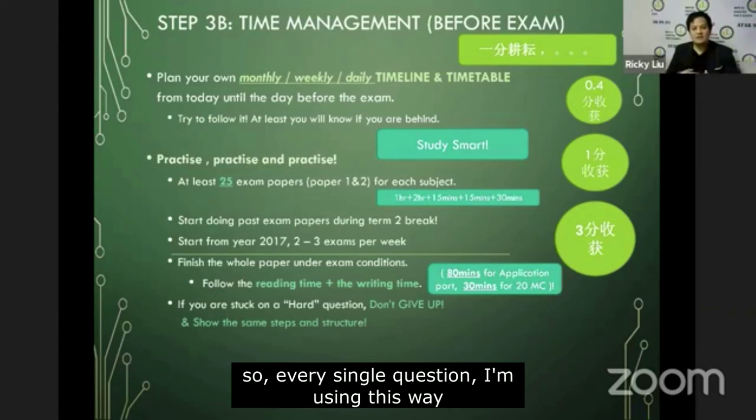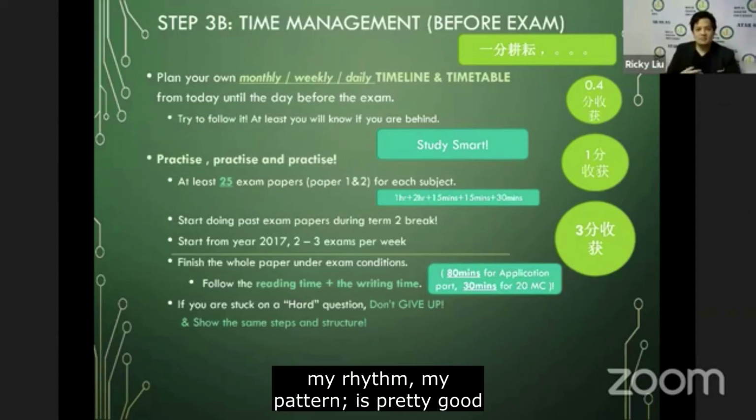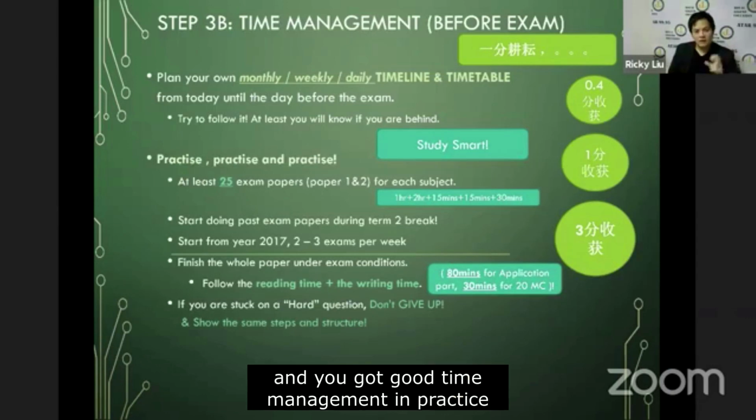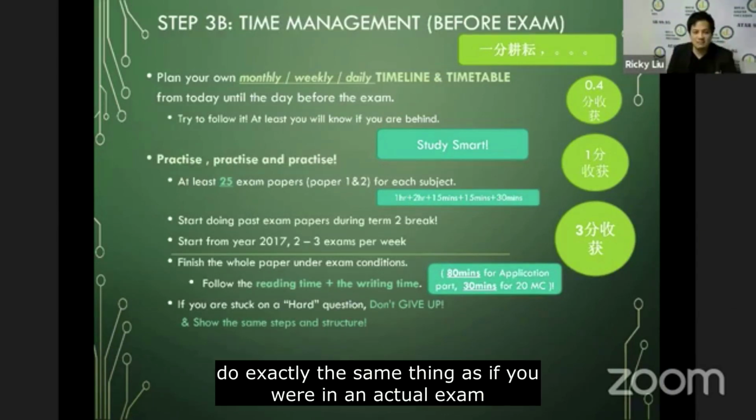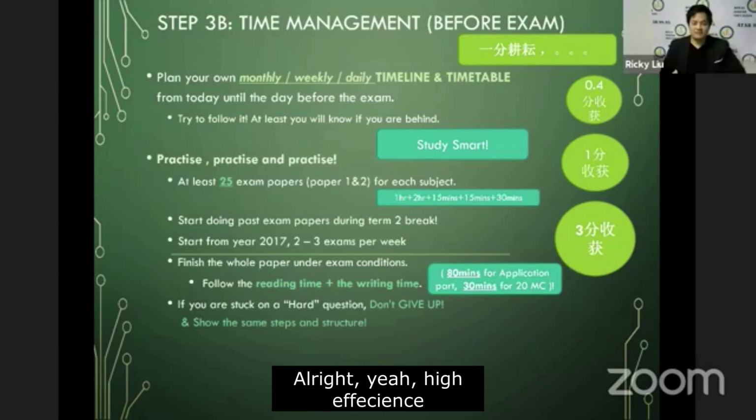So every single question I'm using this way, and every time I use this way, I get it right. My rhythm, my pattern is pretty good. In the exam, I don't need to purposely slow down. And you got time management in your head, in your heart. Do exactly the same thing as what you're going to do in exam. That's my highly recommended advice for you. All right, yeah, high efficiency.